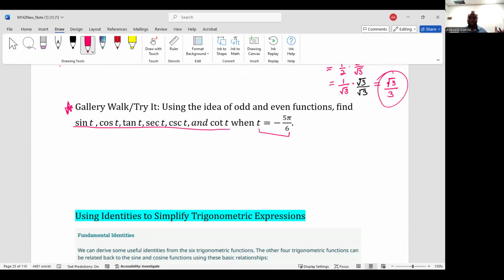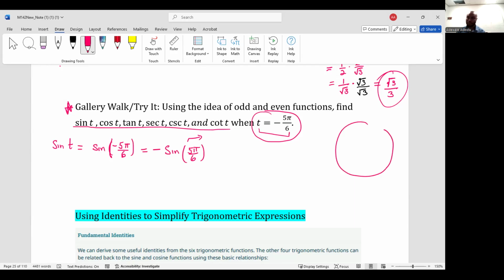There is nothing new here, right? All you need to do is to first find the terminal points for this. For example, sine of t is sine of -5 pi over 6. Since sine is an odd function, it becomes negative sine of 5 pi over 6. Now the question is, what is the terminal point for 5 pi over 6?